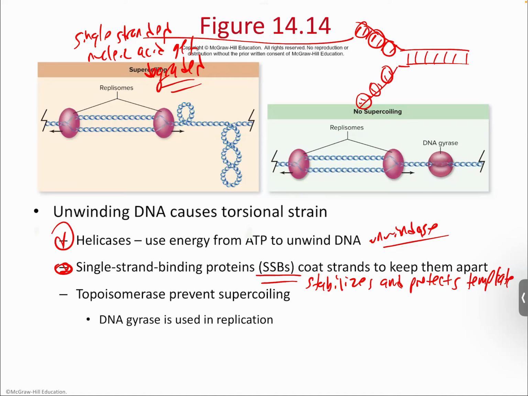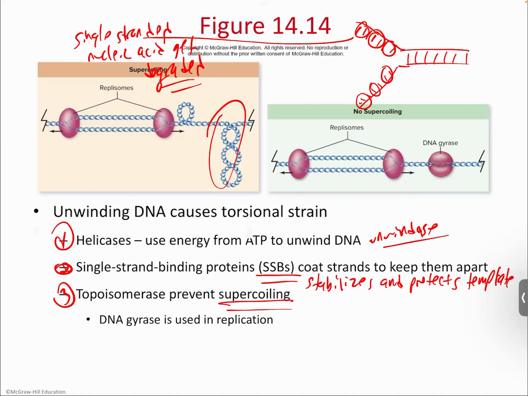Now, during all this unwinding and winding, you're creating a lot of stress and strain. That's where our third member of the party comes into play, the topoisomerase. And what these guys will do is prevent supercoiling. Now, what supercoiling basically is this right here. The best way to describe supercoiling is to take a rubber band and roll it between your fingers. What happens to the rubber band? Yeah, it kind of balls up, wads up, right? So that basically is like supercoiling.